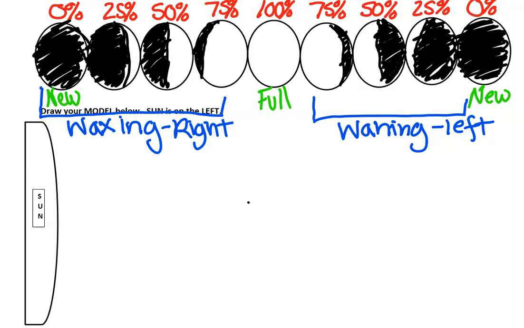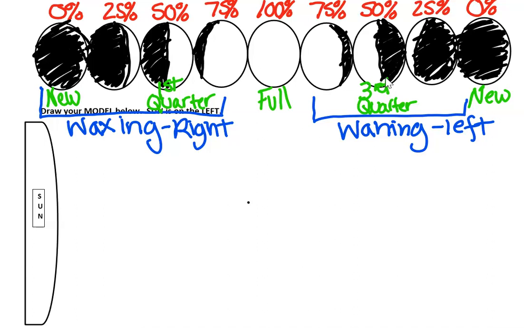Our three phases in between have to do with the shape of the light. The easiest to remember is the one that's at 50%. We call these the quarter moons. Between the new and full, this would be the first quarter. The one that's 50% but with light on the left would be the third quarter. We might also hear it referred to as last quarter moon. Again, there's only two, so if it's not the first one, it would be the last quarter.